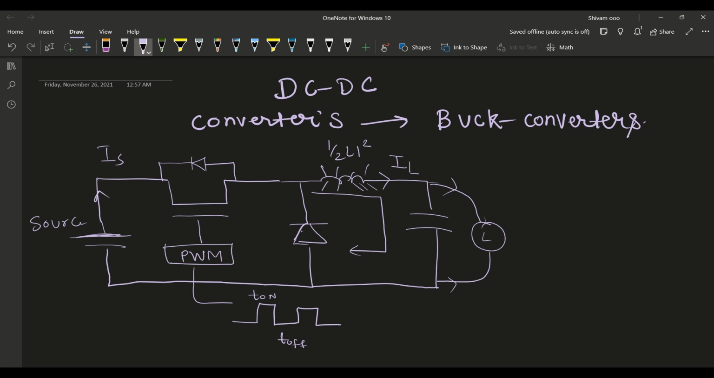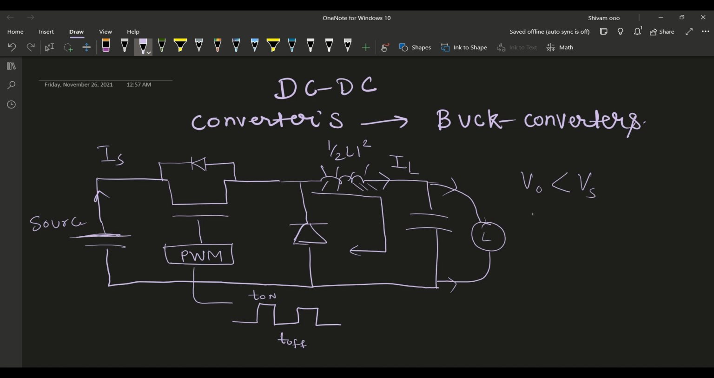First, when the switch turns on, the load is connected to the input source. Then when the switch turns off, the inductor energy gets transferred into the load, and there is no energy coming from the source. So it delivers energy in moments. The output voltage never reaches the source voltage, so the output voltage is always less than the source voltage. That's why we call it the buck converter.